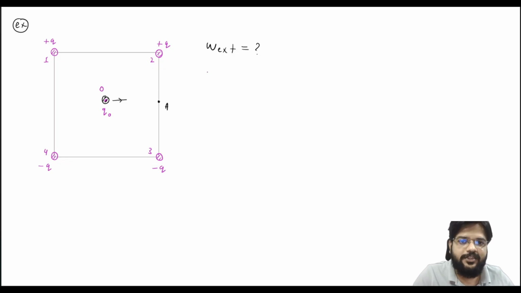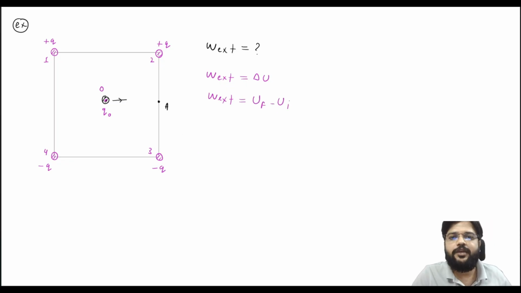We know that work done by the external agent is equal to change in potential energy, correct? And change in potential energy can be written as final minus initial. So first of all, calculate the initial potential energy of this Q naught charge. So what is U initial, everyone? First of all, I am writing between 1 and O. So it is K, Q, Q naught by. Let's see what is the distance, everyone, between the first charge and Q naught charge.